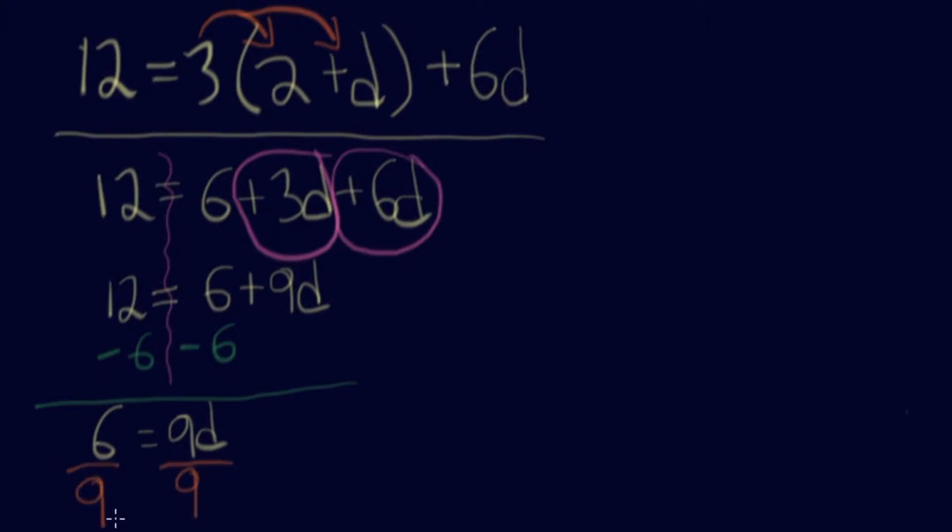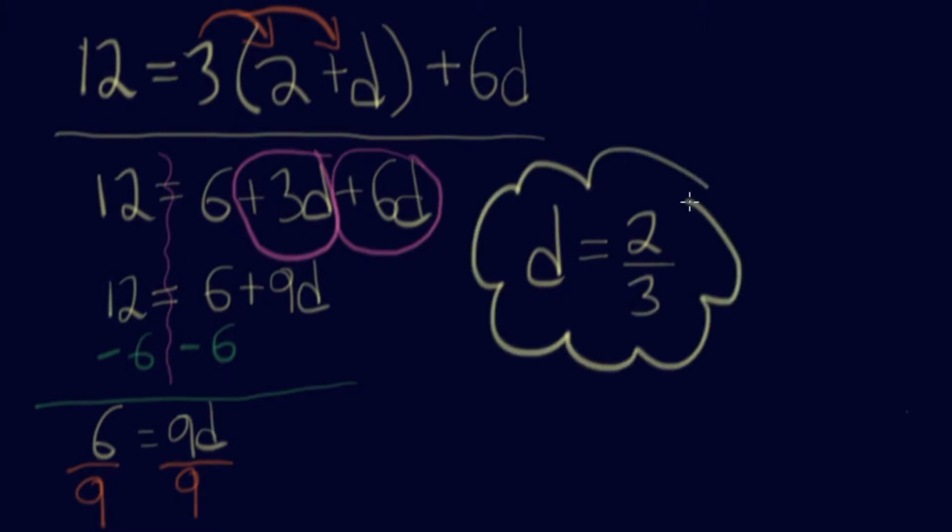Being a good math student, you would simplify this 6 over 9. Divide both by 3, and I'll get 2/3. Woo! There you go. You can draw your happy faces. You know what I'm going to give you today? I'm going to give you my happy bear. There's my happy bear. All right, on to the next question.